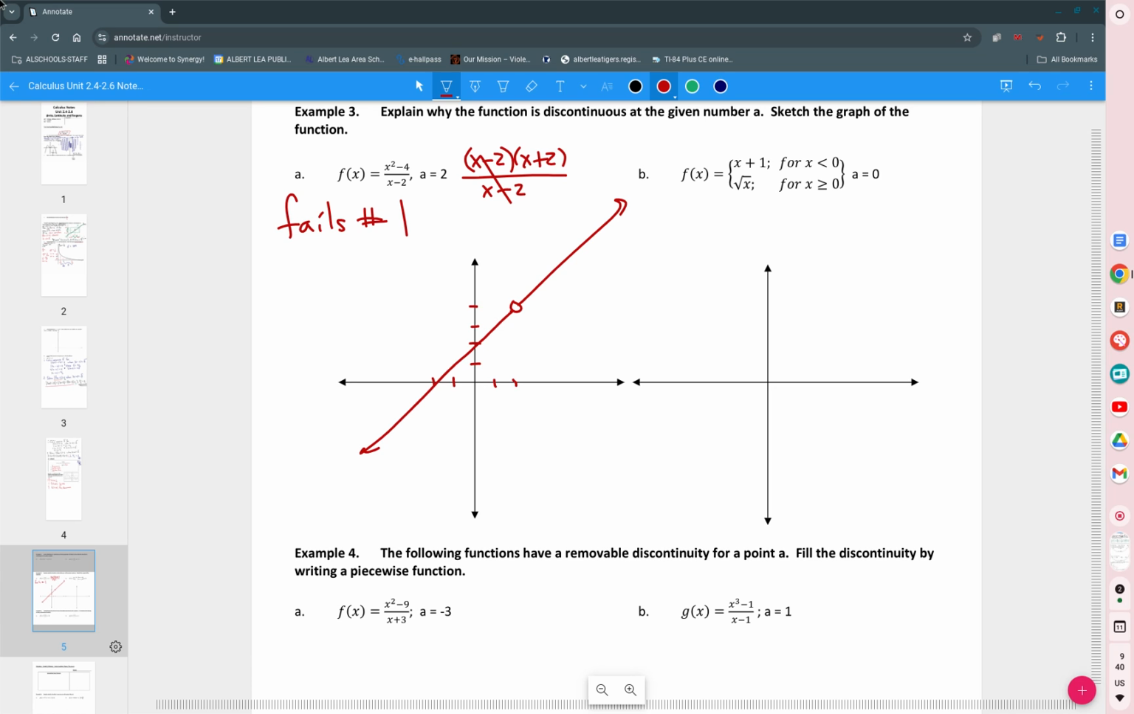I want you to see if you can draw the sketch of the graph for letter B on your own. Go ahead and see if you can sketch letter B on your own, and then identify the continuity issue.